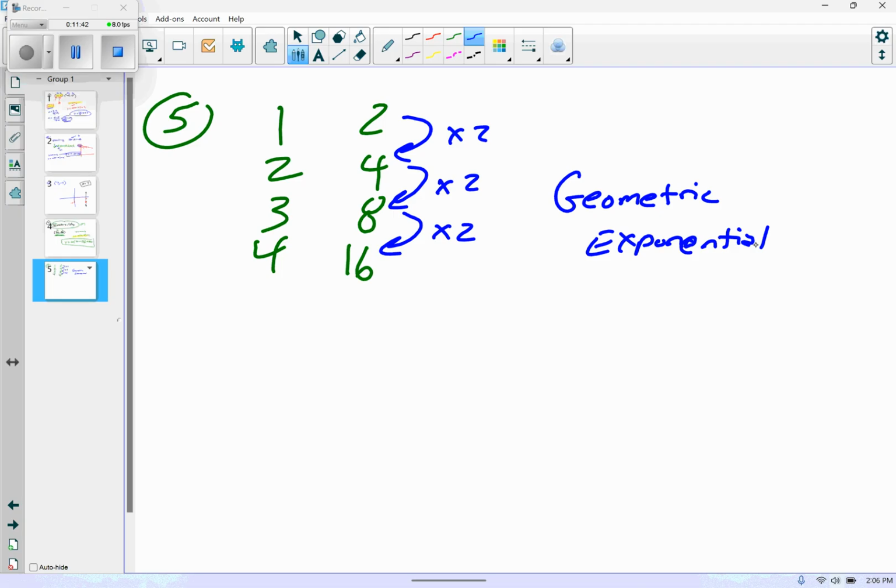So, let's see. I wonder, can we find the 0 term? What do you think? Yeah. So if I went backwards this way, I'd divide by 2. So 2 divided by 2 is 1.